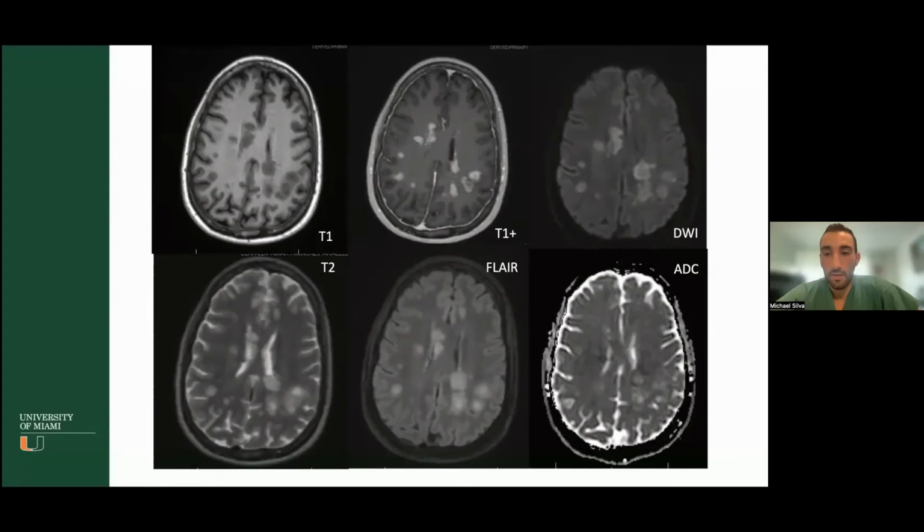Right. So what do you think if it's bright on ADC? What's important about the ADC is it differentiates between an infarct, or true diffusion restriction, versus what we call T2 shine through. In this case, that's probably what it is. A T2 shine through is bright on T2 and probably not truly diffusion restricting.